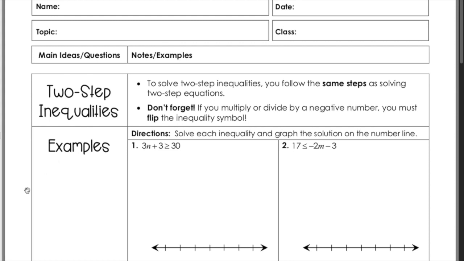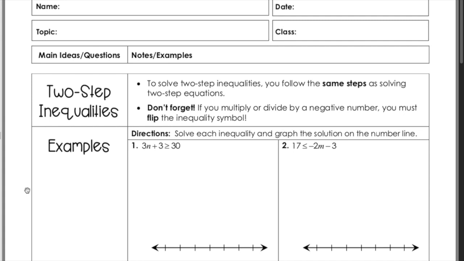Okay, so today we are going to be looking at how to solve two-step inequalities. To solve two-step inequalities, you follow the same steps as solving two-step equations. So we are literally doing the same steps that we have been working on since way back when we started Unit 3 equations. Just don't forget that if you multiply or divide by a negative number on both sides, you have to flip the inequality symbol.